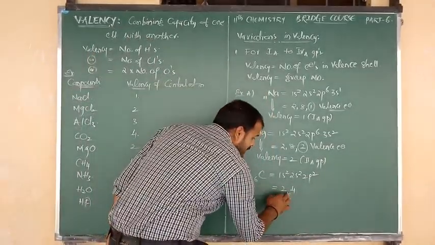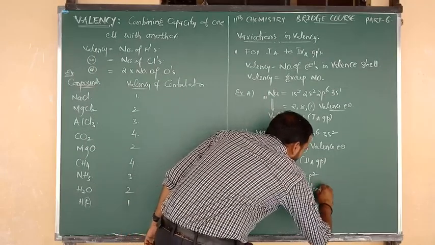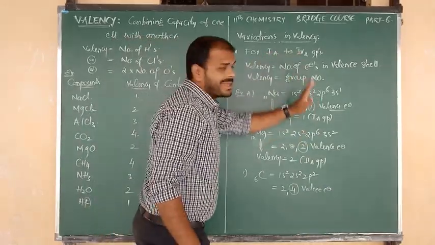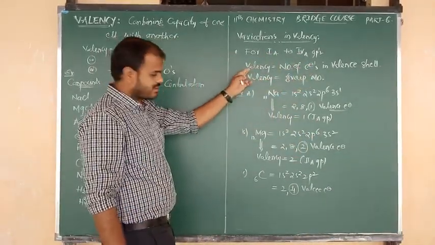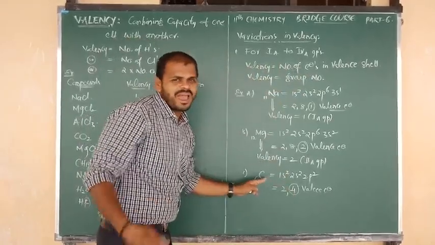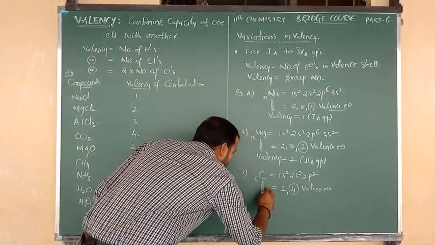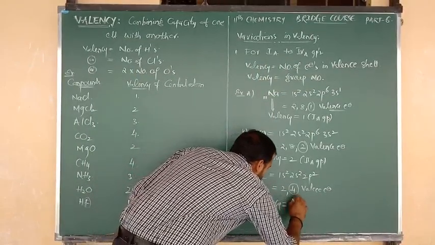This is the first orbit and this is the second orbit. So the outermost orbit contains 4 valency electrons. From 1A to 4A group, the number of valency electrons is equal to valency. So valency electrons are 4 and group number is also 4. Due to the presence of 4 valency electrons, carbon valency equals 4.